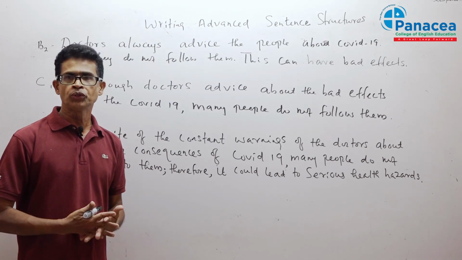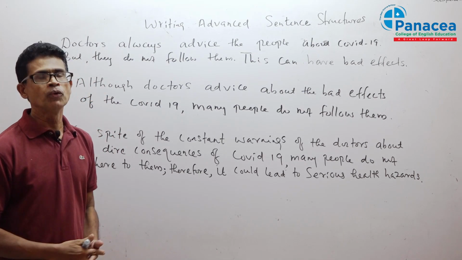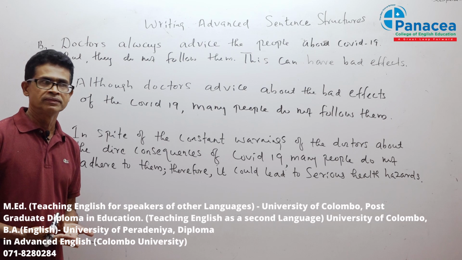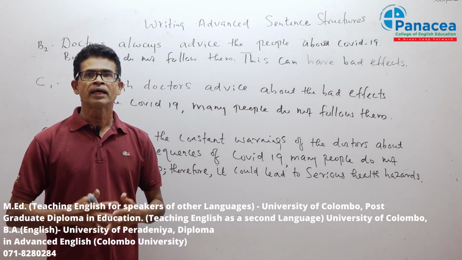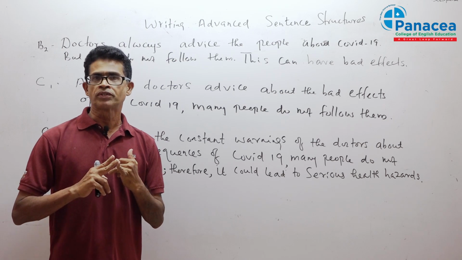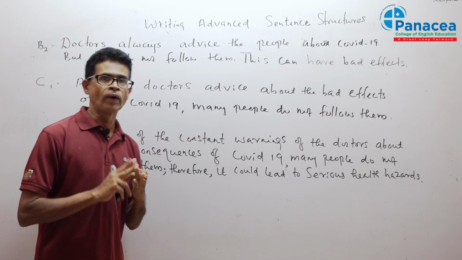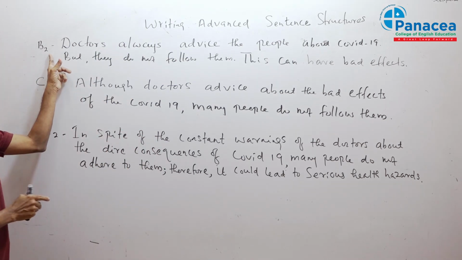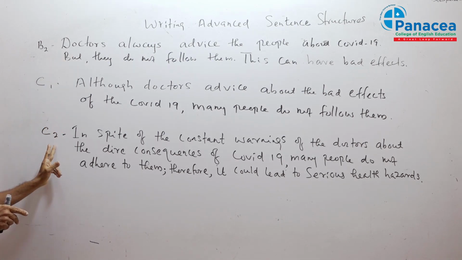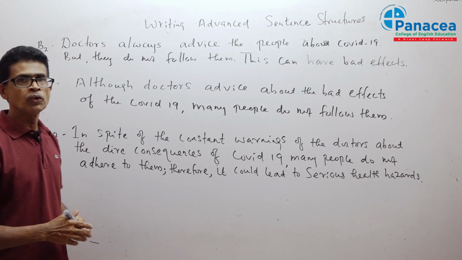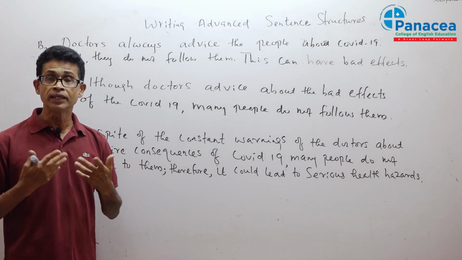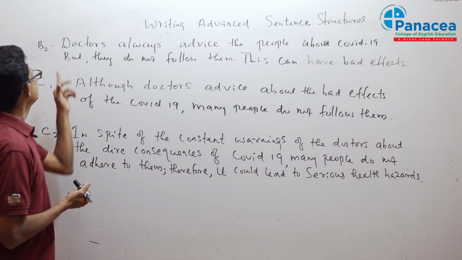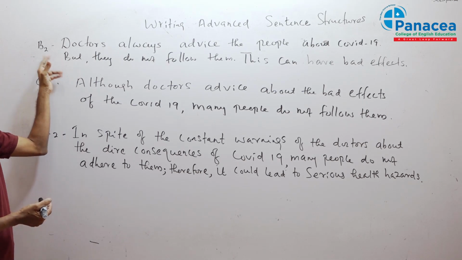Today I am going to discuss how to write advanced sentence structures. There are three types of sentence that students write: B2, C1 and C2. Most of the students are in a position to write B2 sentences.